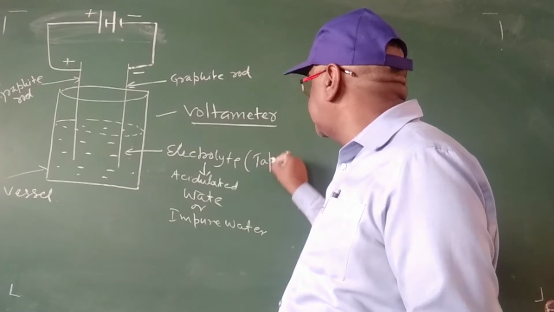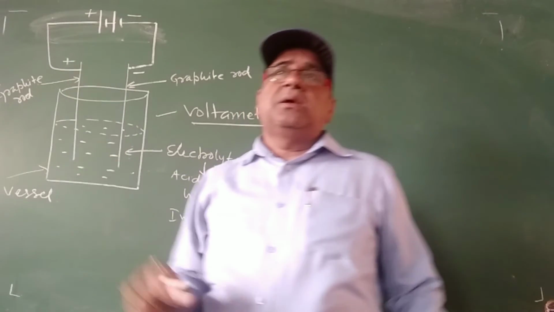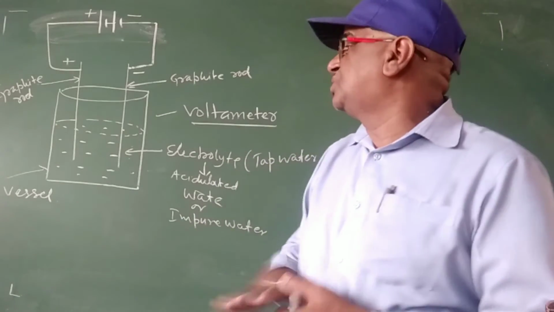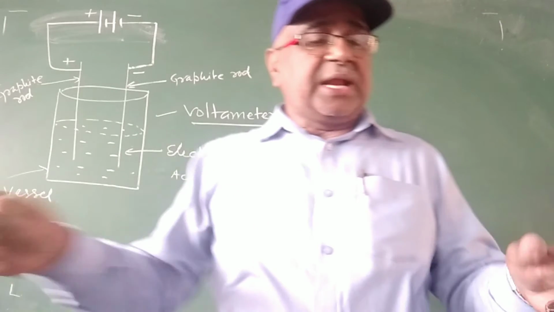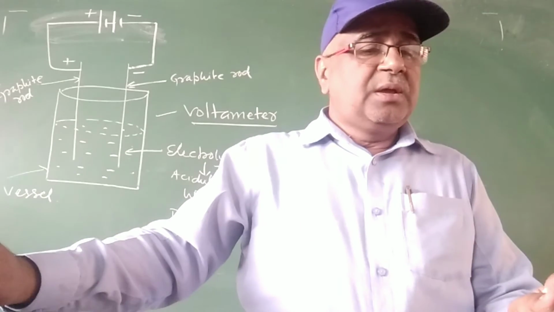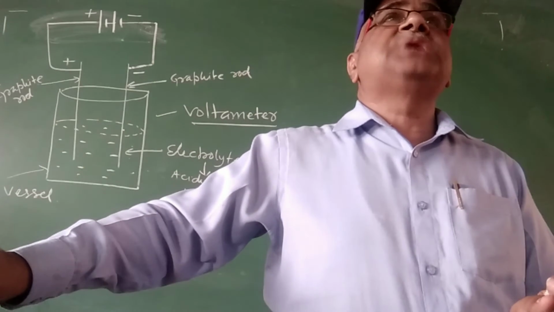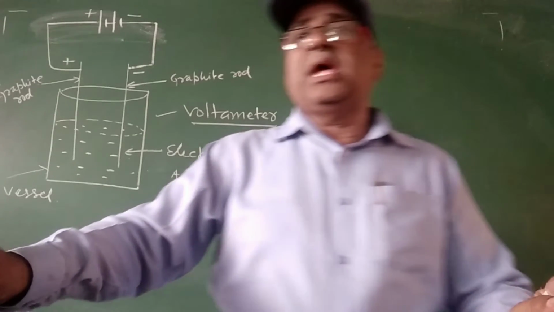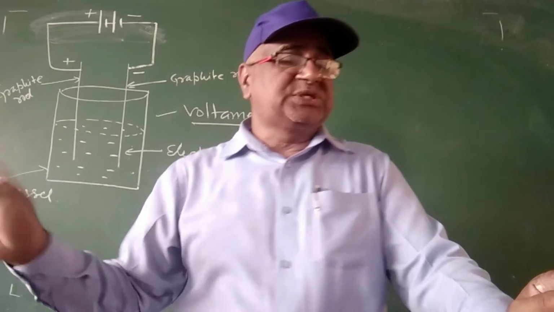Here is the tap water. The electrolyte may be taken as tap water, and with the help of this cell, a DC current, direct current, continuous and steady current, is sent through it. What will happen due to the steady current passing through this? Bubbles of oxygen are evolved and hydrogen is produced. Hydrogen gas and oxygen gas are produced, and both gases are collected at these two terminals.